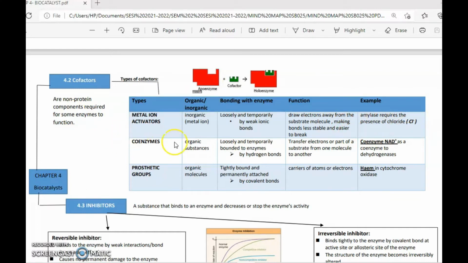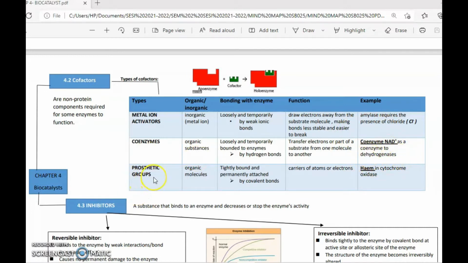Second is coenzyme. This coenzyme is an organic substance. It also binds to the enzyme loosely and temporarily by hydrogen bond. The function is to transfer electrons or part of the substrate from one molecule to another. An example is coenzyme NAD+, which is required by the enzyme dehydrogenase.